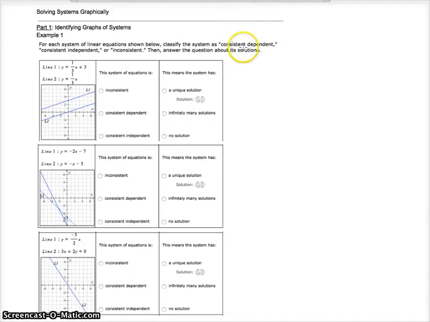So let's first look at what lines we have here. In line 1, it says we have y equals 1/3 x plus 3. So here is the 1/3 x plus 3. And for line 2, here is 1/3 x. Notice that they have the same slope. Since they have the same slope and different intercepts, they're never going to intersect. So this has no solution.